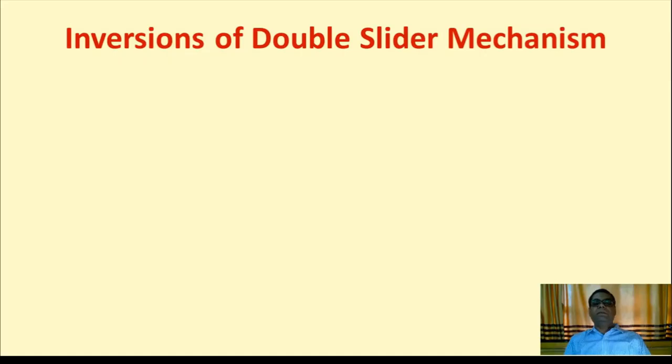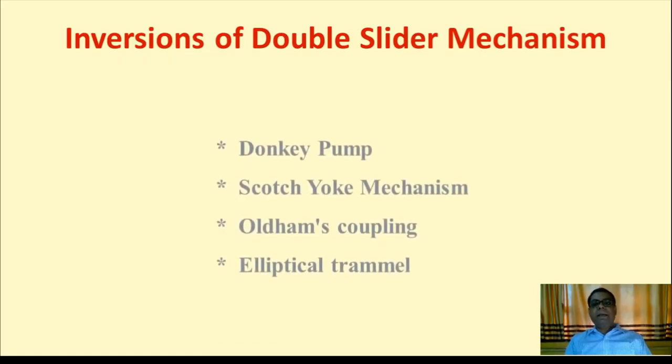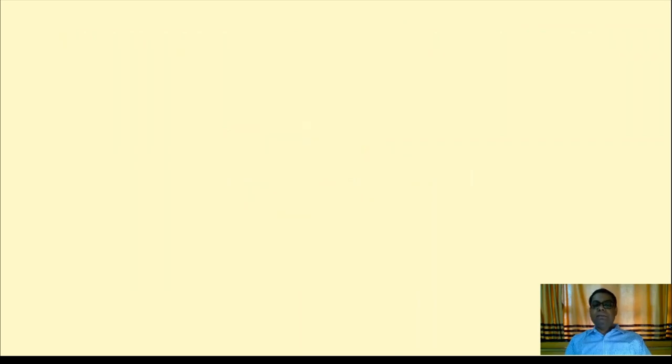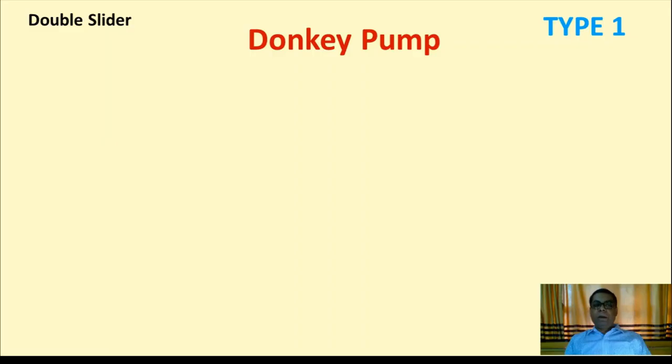Now the inversions. If you are going to discuss the double slider mechanism, there are many, but today we are going to discuss only the first 4 types, that is donkey pump, Scotch yoke, Oldham coupling, and elliptical trammel. So first the donkey pump, that is type 1 of the double slider mechanism.